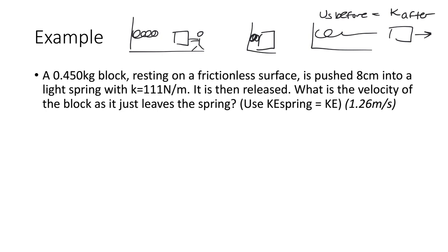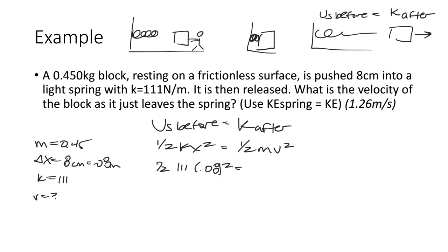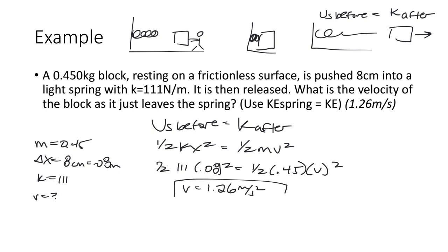So if we have the potential energy of the spring before equaling the kinetic energy after, we can say that 1/2 kx squared will equal 1/2 mv squared. Using the variables from the problem, we can fill in our k, our x, and our mass. We can use that to find our velocity, 1.26.